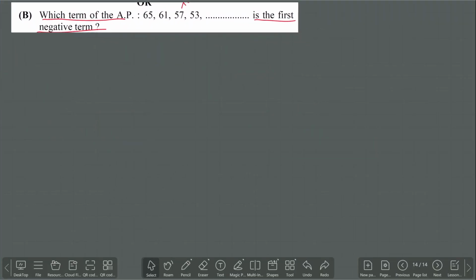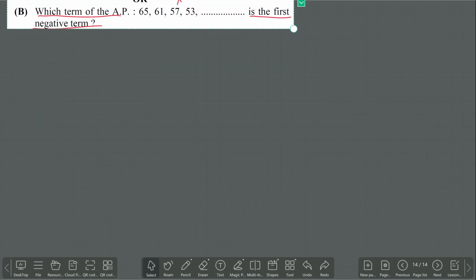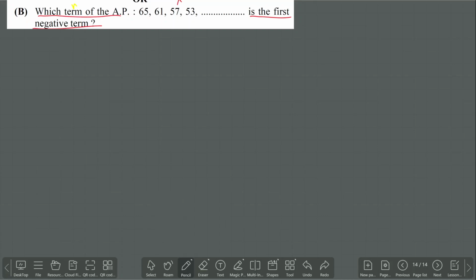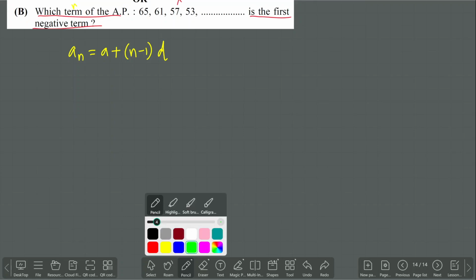This is one of the important ones. See here, we have to find which term of the AP. The nth term formula is a_n = a + (n - 1)d. This formula I am going to use. But first identify and write the values that are given.